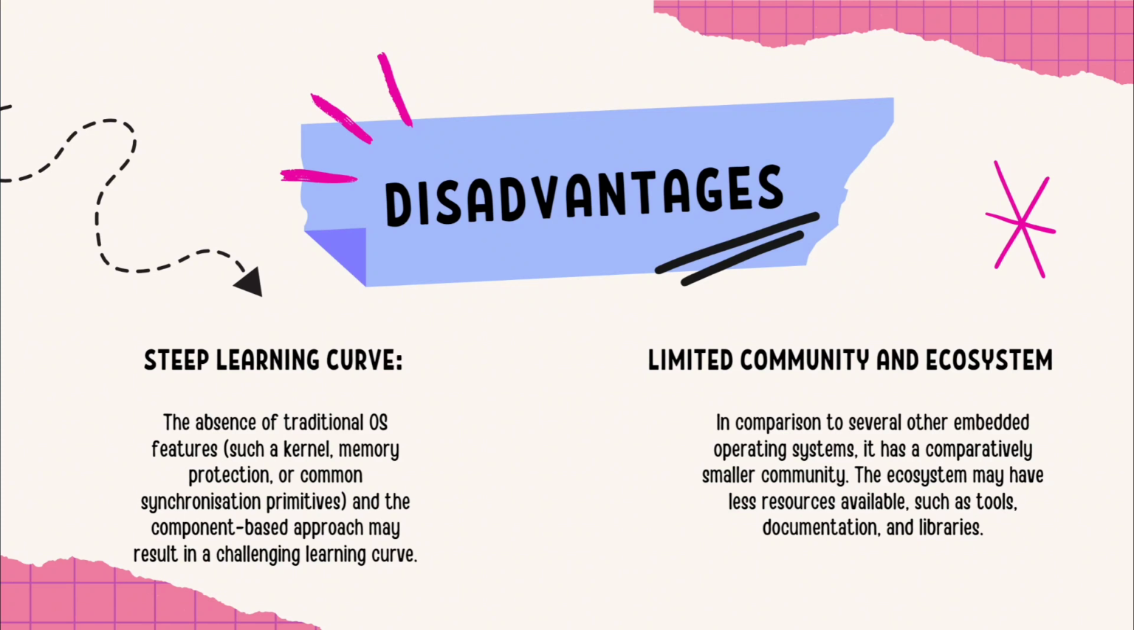The second one is limited community and ecosystem. In comparison to several other embedded operating systems, it has a comparatively smaller community. The ecosystem may have fewer resources available, such as tools, documentation, and libraries.